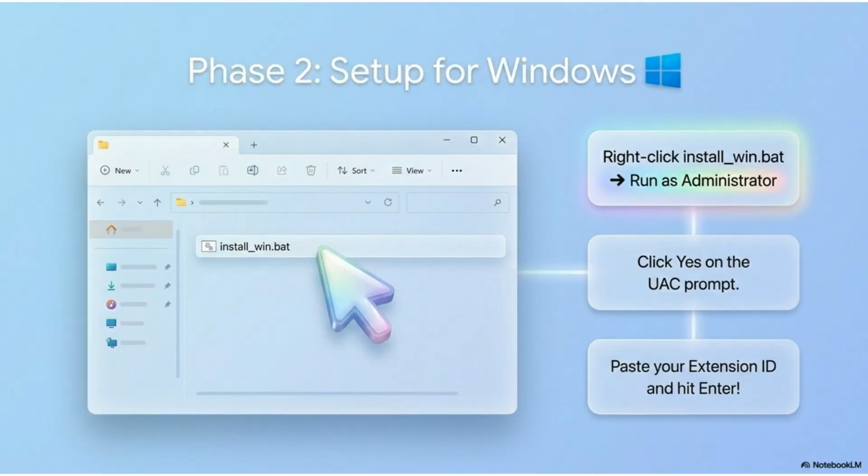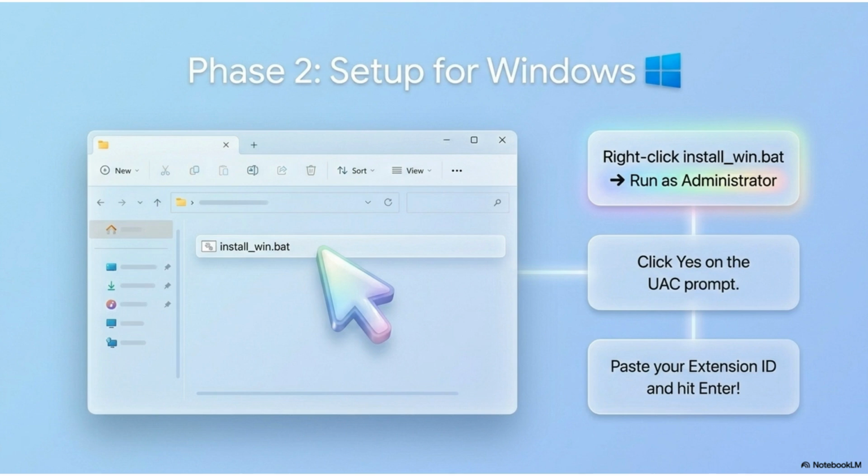Phase 2. Setup for Windows. For Windows users, the process is even simpler. Just locate the install.win.bat file in your folder, right-click it, and select Run as Administrator. Click Yes on the UAC prompt, then simply paste your extension ID into the command window and hit Enter.